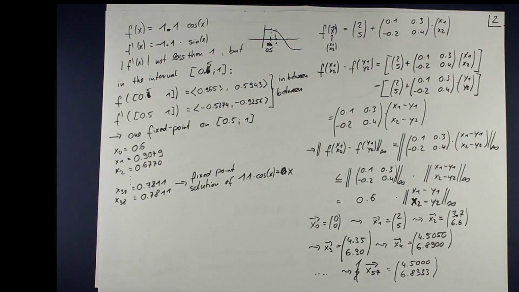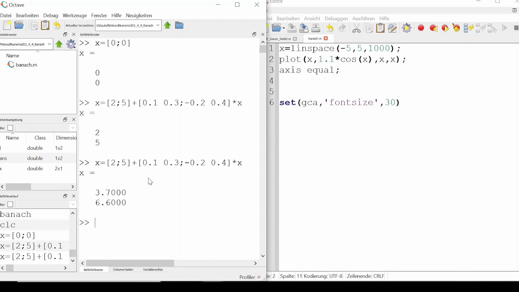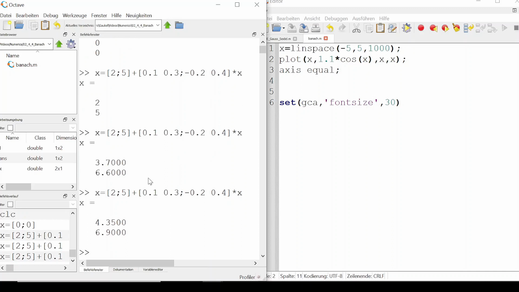But now I want to show you electronically this iteration. So this time we start with 0, 0, and then we iterate. X is updated to 5 plus, and we get 2, 5, 3.7, 6.6, and so on, and iterating that. Oh, it's much faster than I remembered. Convergence is very fast. And that is not really surprising because we had a constant 0.6, and that means convergence can't be really slow. Okay, it's really very fast in that case.